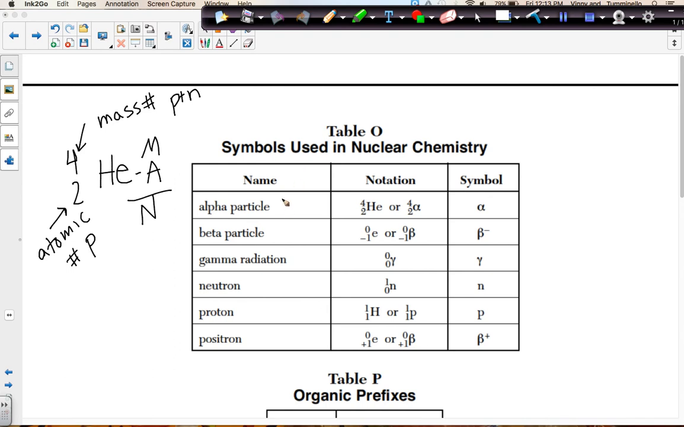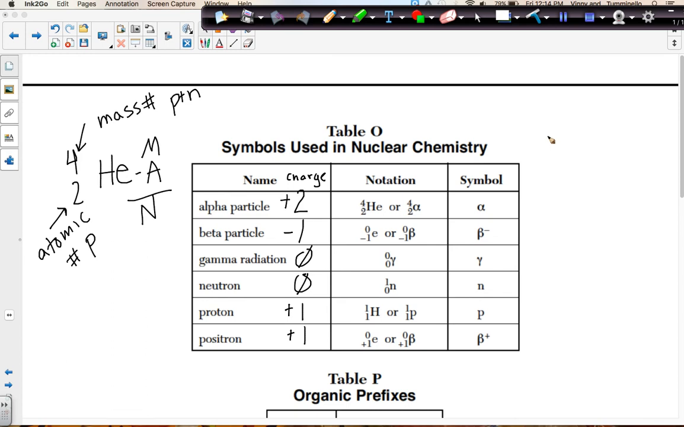An alpha particle has a charge of +2. A beta particle has a charge of -1. Gamma has no charge. Neutron has no charge. Proton has a charge of +1. Positron has a charge of +1.